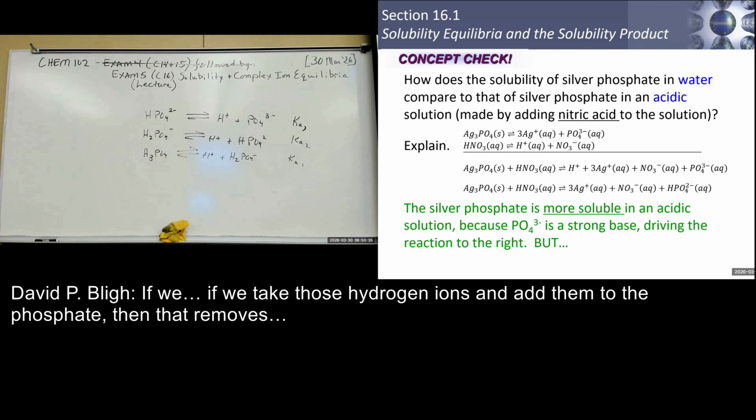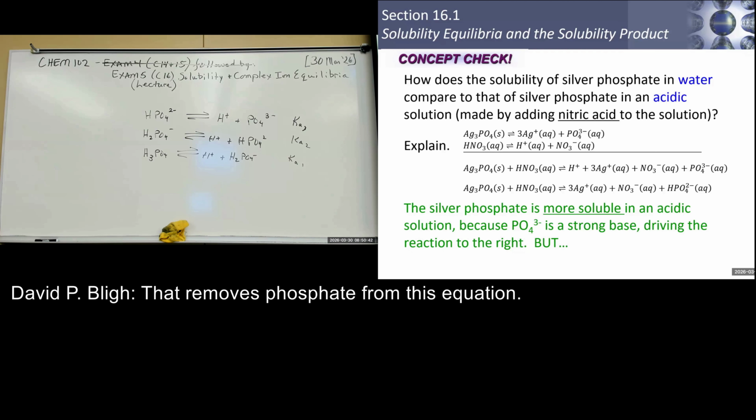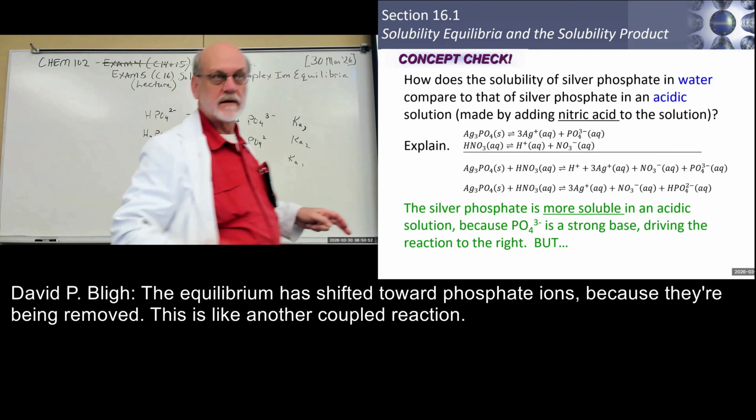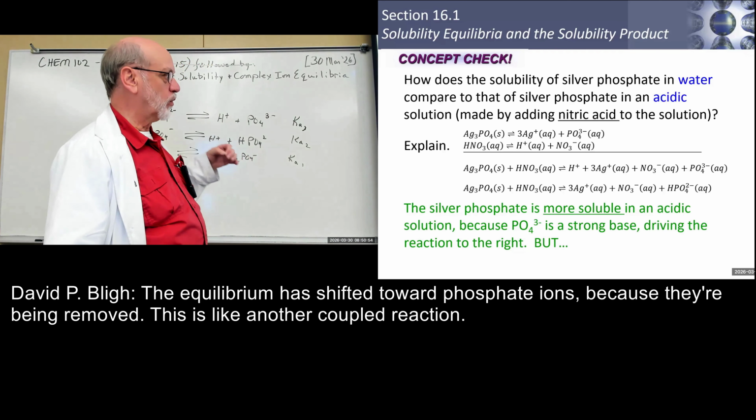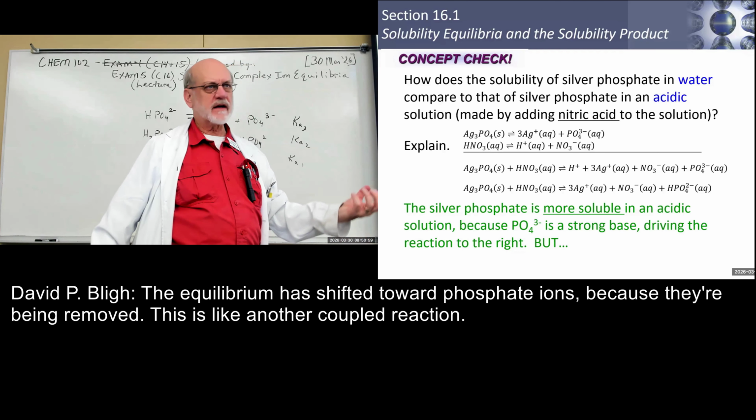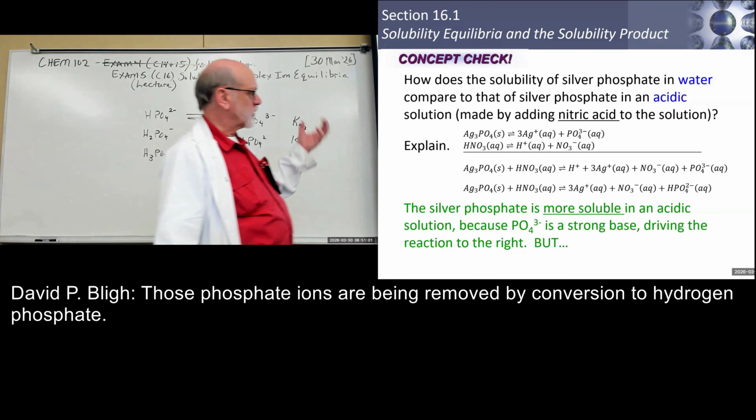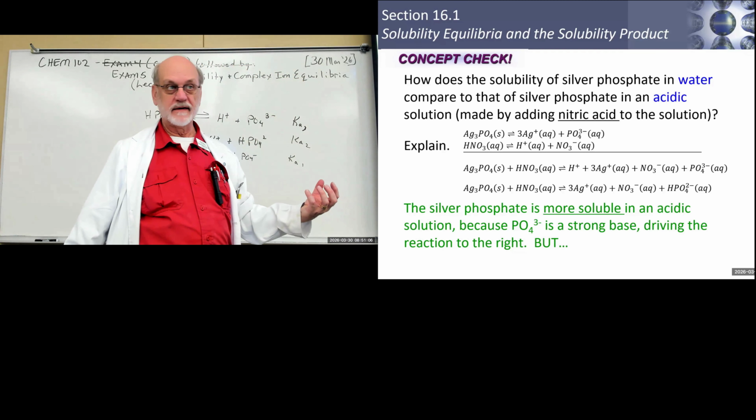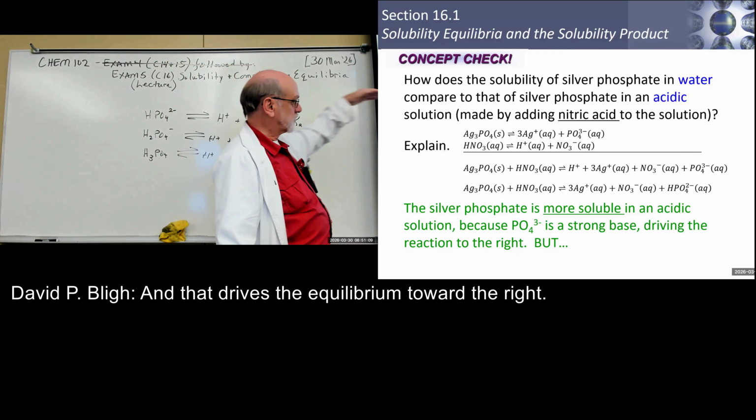If we take those hydrogen ions and add them to the phosphate, then that removes phosphate from this equation, and that drives the reaction more that direction. Everybody see that? The equilibrium is shifted toward phosphate ions because they're being removed. This is like another coupled reaction. Those phosphate ions are being removed by conversion to hydrogen phosphate. And that drives the equilibrium toward the right.